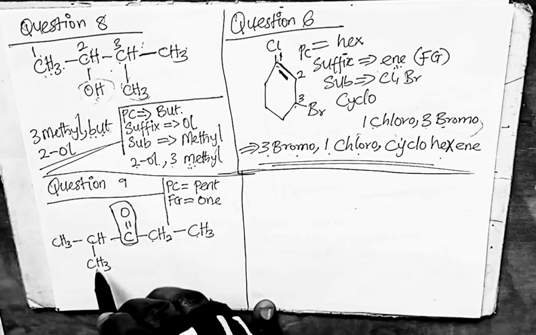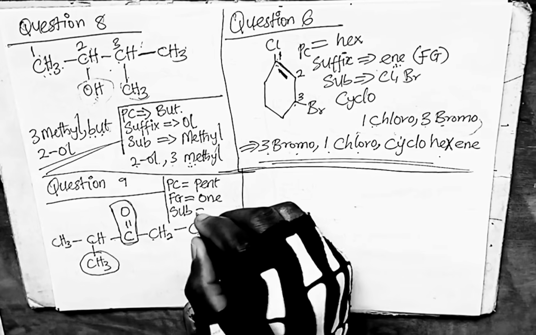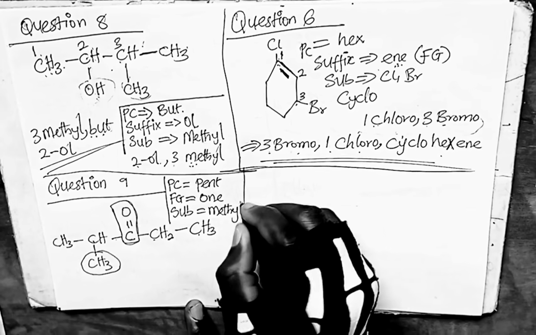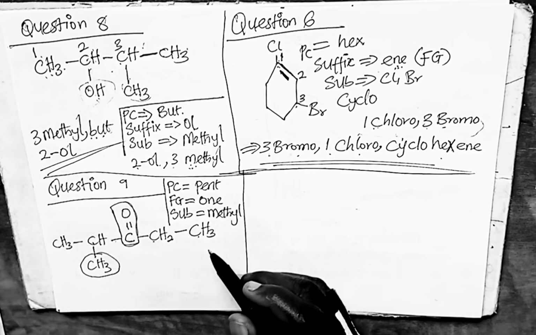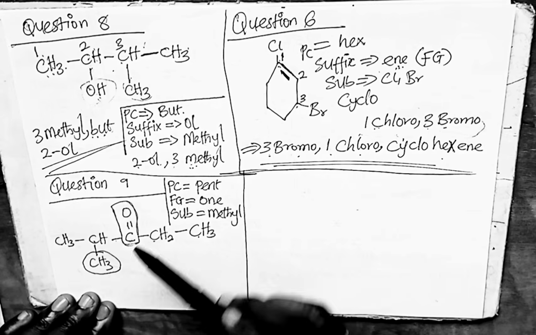Do we have any other thing here? Do we have a substituent? Yes, we have CH3, which is methyl. Since we have these, what do we have to do? We start numbering so that we can assign numbers to the suffix and the prefix too. So, how do we number?